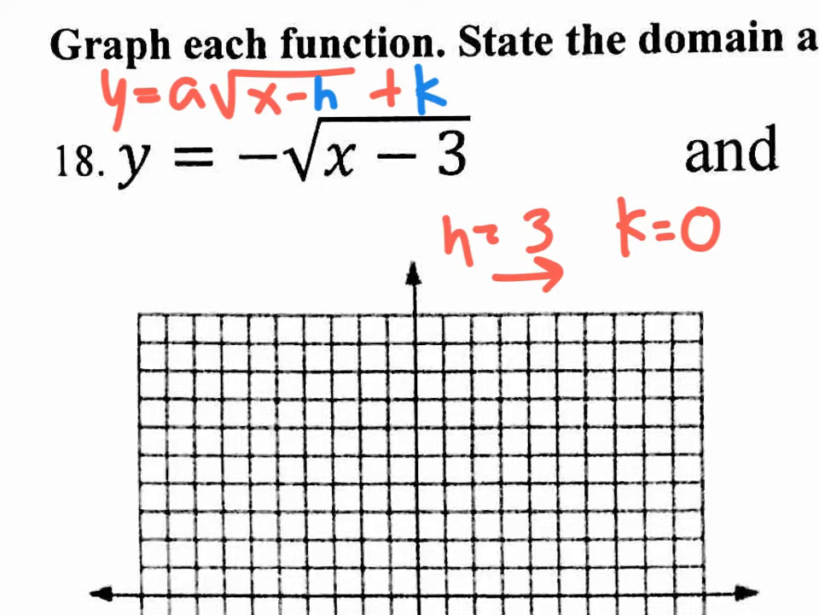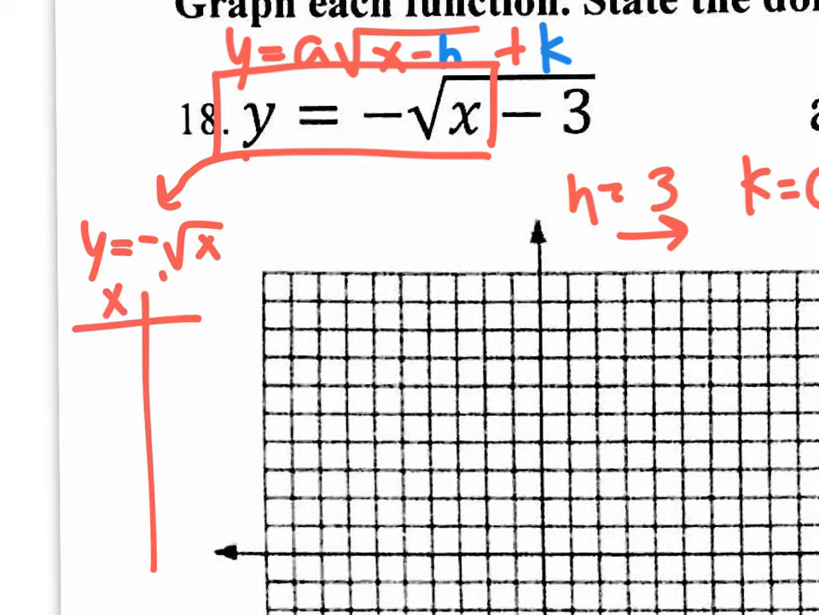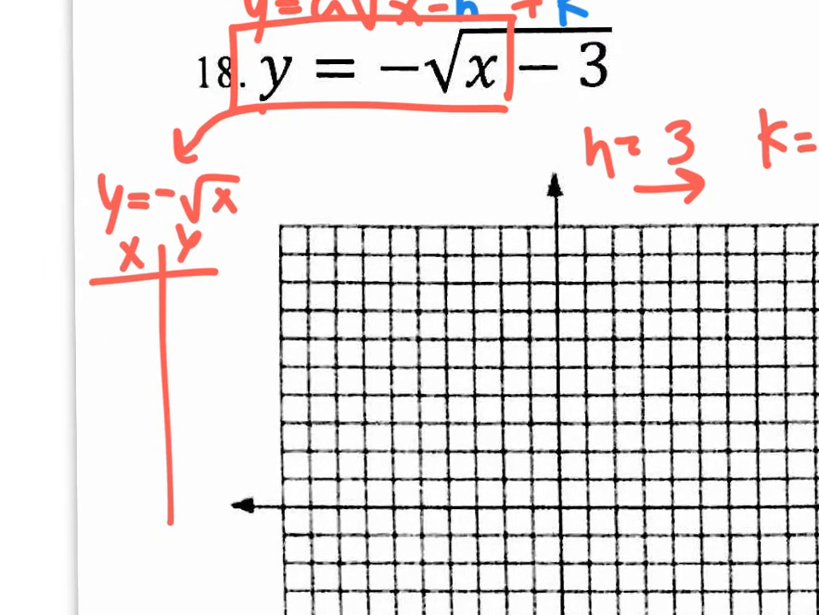So once you've identified h and k, it's always a great idea to go back to your original, and I like to box this in, ignoring h and k. So now I could pretend that that's the equation y equals negative square root of x, and that's it. Y equals negative square root of x. And then I go for an xy table with that simple radical function. And then I plug in some nice perfect square numbers.